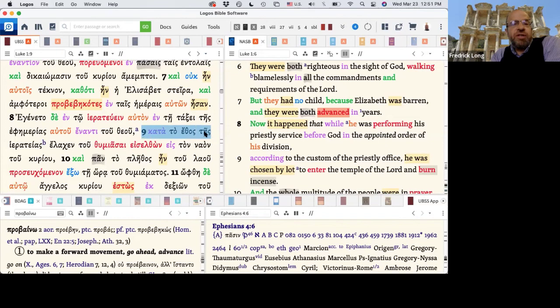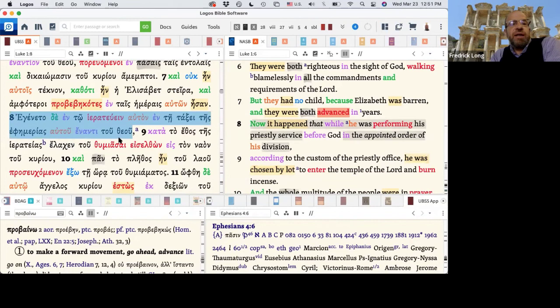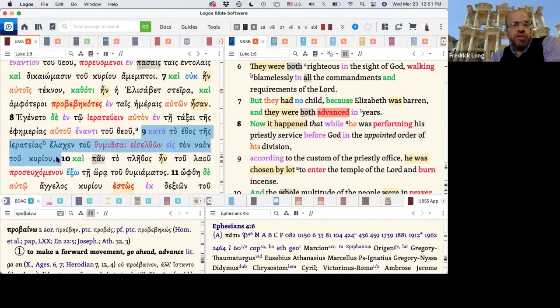So according to the custom of his service, according to the custom of the priesthood, he was chosen by lot. Okay, so what's happening here, this verb lankano means to choose by lot. So this is a big setup here that Luke is introducing, and this is where I would relate that what happened is in fact that he was chosen.